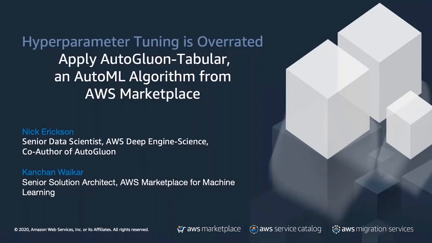And it's my pleasure to host Nick Erickson, a senior data scientist from AWS Deep Engine Science team, and also one of the authors of AutoGluon-Tabular Algorithm. The topic of today's discussion is the AutoGluon-Tabular and AutoML algorithm from AWS Marketplace that can be used to solve a variety of binary classification, multi-class classification, and regression type of machine learning problems.